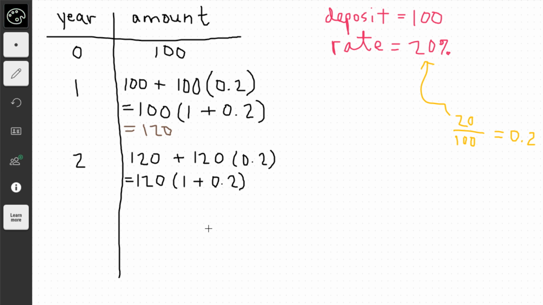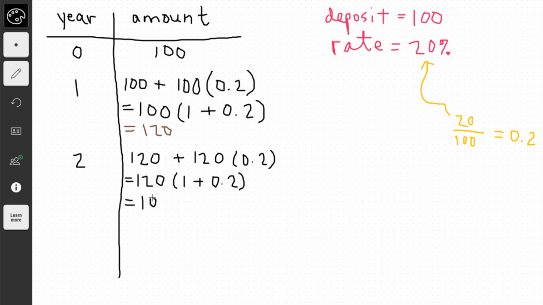Anyway, if anyone has any questions about this, for sure, let me know. I realize we're getting pretty mathy this time. Okay, so the idea now is that it's 120 times 1 plus 0.2. But where did the 120 come from? Well, it was just 100 times 1 plus 0.2. So let's replace it with that, because it's equal to that, right? 120 is the same as 100 times 1 plus 0.2.